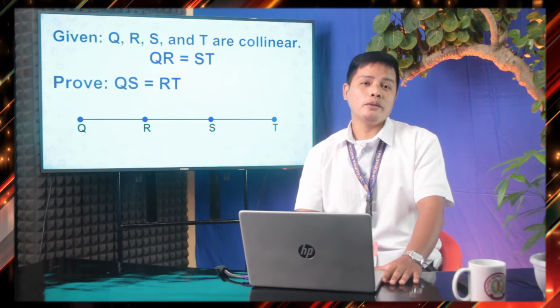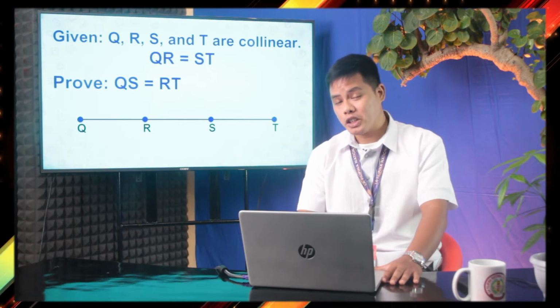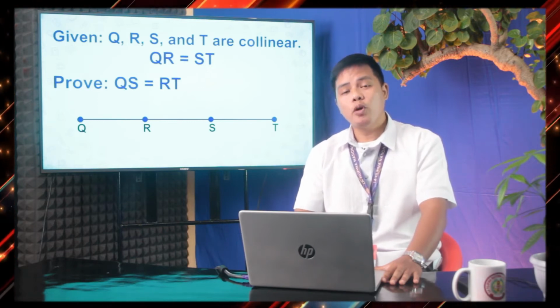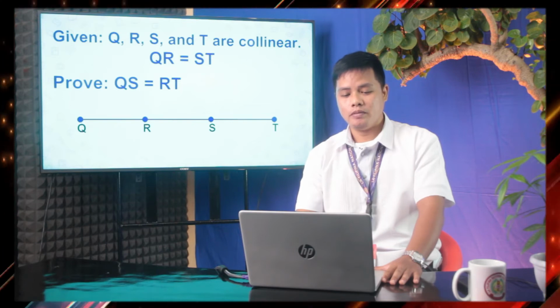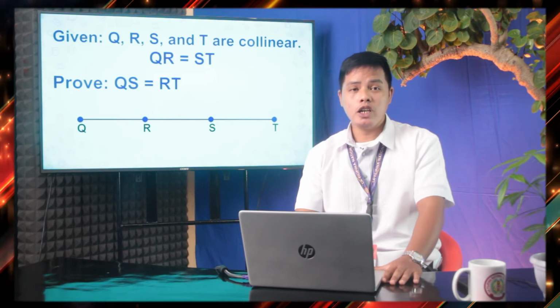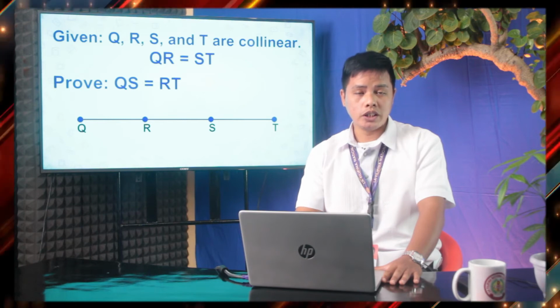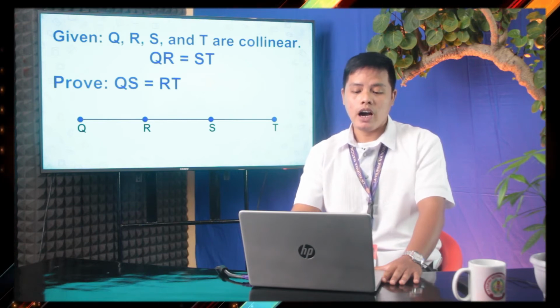Now, let's practice. Since you already have ideas on how to write a direct and indirect proof of a statement, let's apply what we have learned through these problems. Given, Q, R, S, and T are collinear. Do you know what is collinear? Collinear are points that are on the same line. Another given we have, line segment QR is equal to line segment ST. Prove that line segment QS is equal to line segment RT.